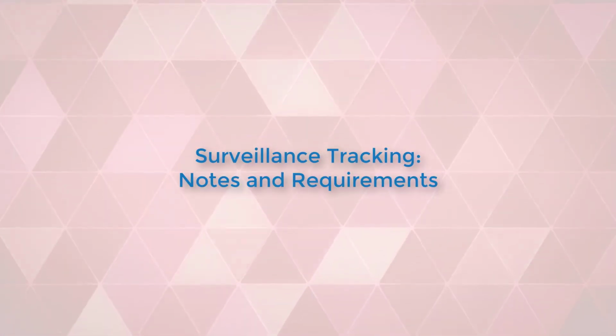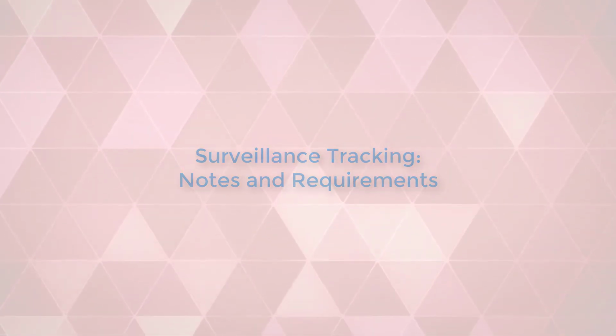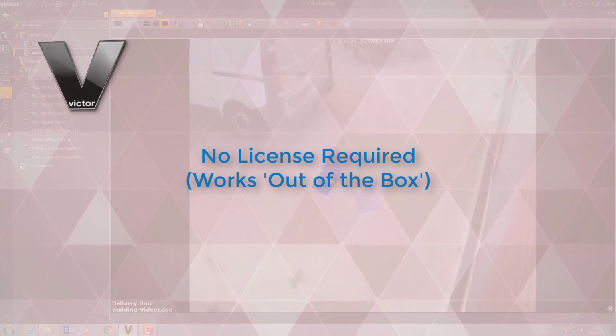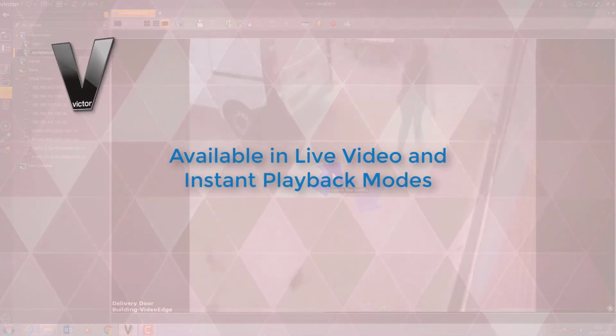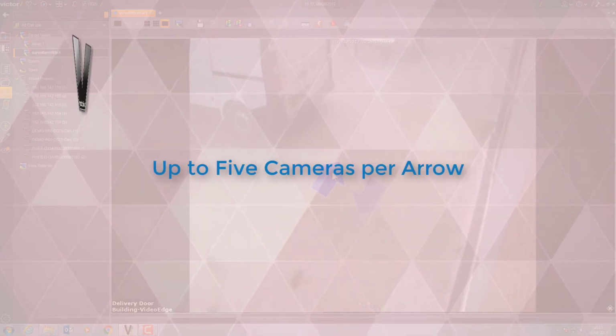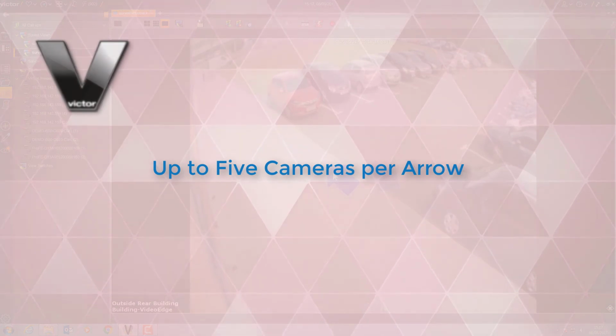There are some things to note regarding this feature. Surveillance tracking is available on Victor Client 5.0 and above. No special license is required for surveillance tracking, and it can be used for live video and instant playback modes. Up to 5 cameras can be associated with each arrow.